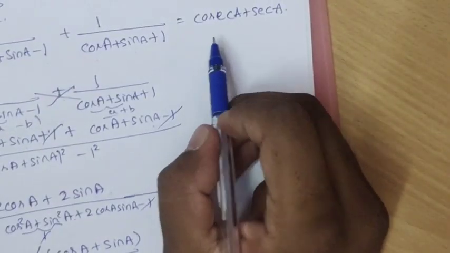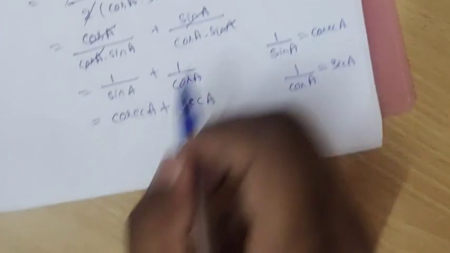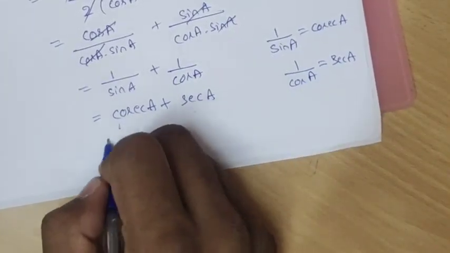So see here, observe here. What you need is cosecant a plus secant a. So the thing is cosecant a plus secant a. This is your RHS.